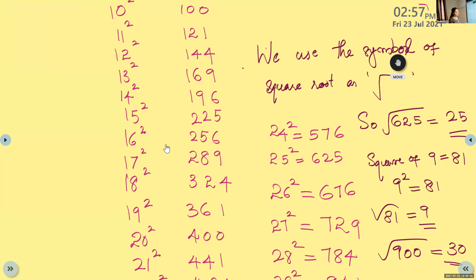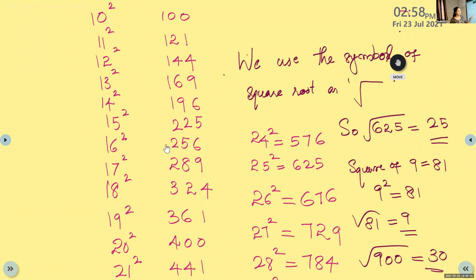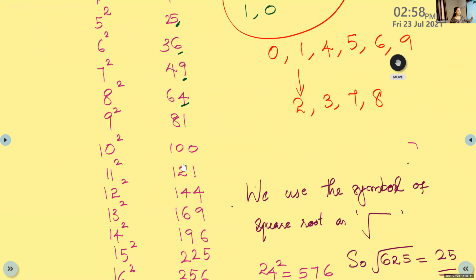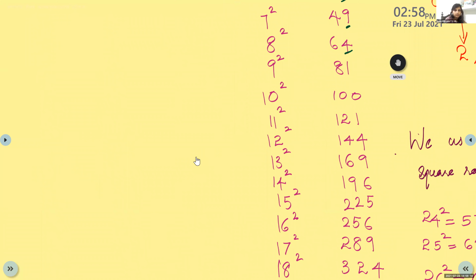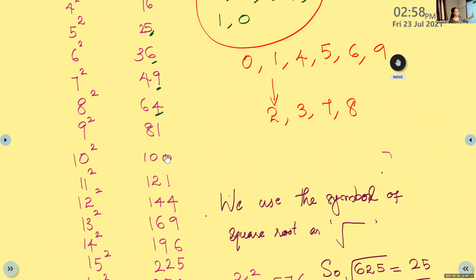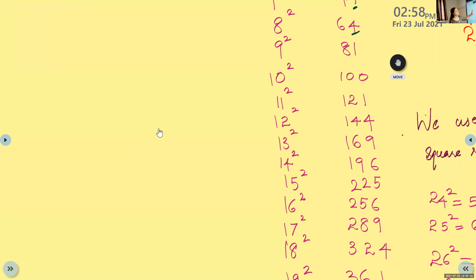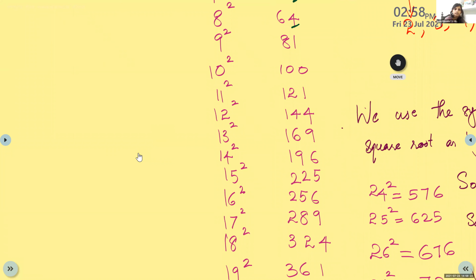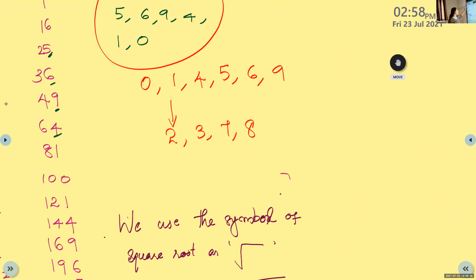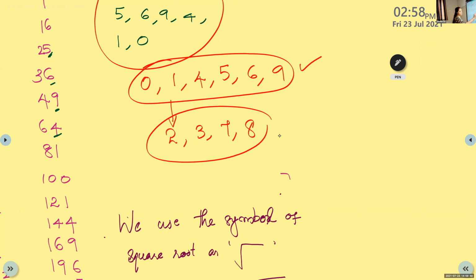Have you ever seen, when we wrote up to 30, these numbers which we wrote already? What are these numbers? 2, 3, 7, 8. Did you see any square numbers with this ending digit? No. So 2, 3, 7, 8 we have not seen. We wrote up to 30. We got all the other numbers repeatedly, but just see these numbers. We found only these numbers. We did not find these numbers.